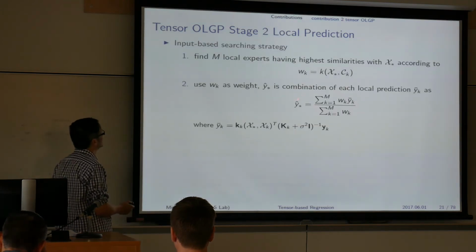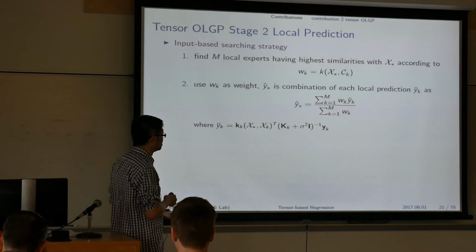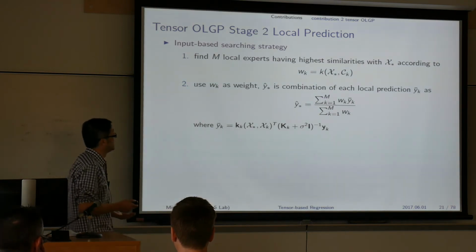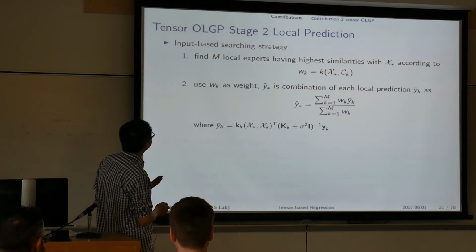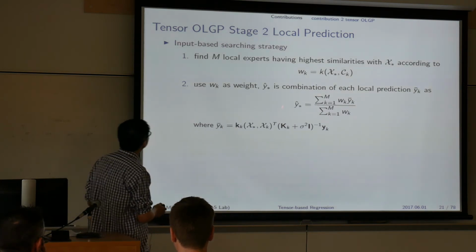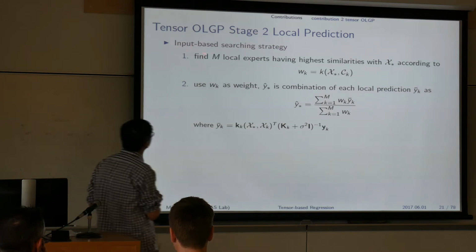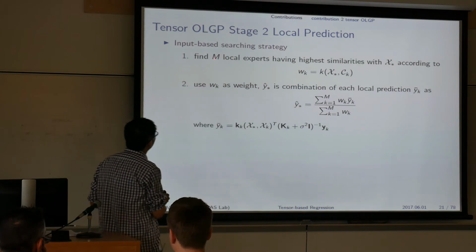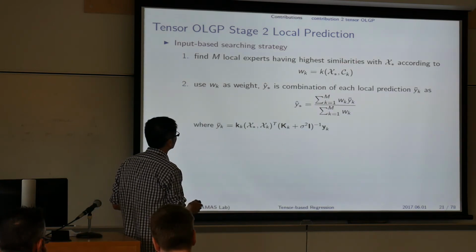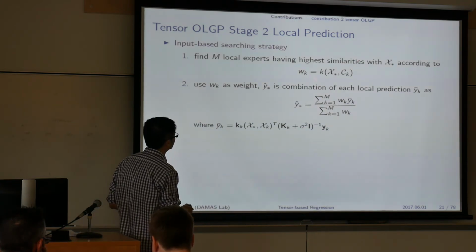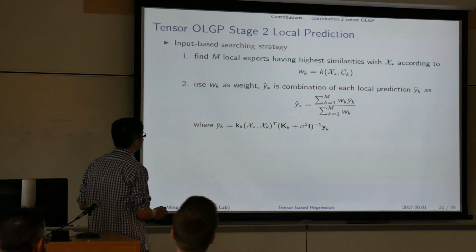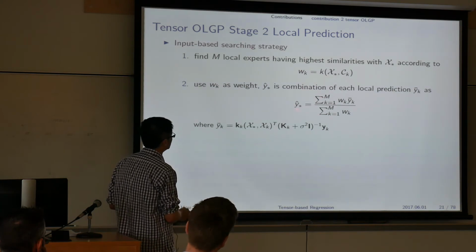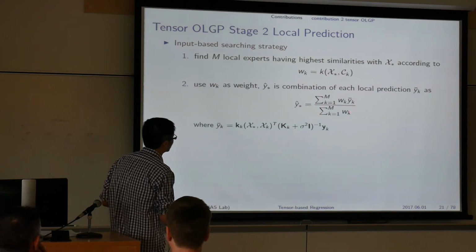In the second stage, after we partition the tensor data points into a number of small GP experts, we propose two searching strategies to make predictions. The first strategy is called the input-based searching strategy. Specifically, it finds M local experts having the highest similarity with the test point according to the probabilistic kernel, and then the response is obtained by a weighted combination of these local experts.